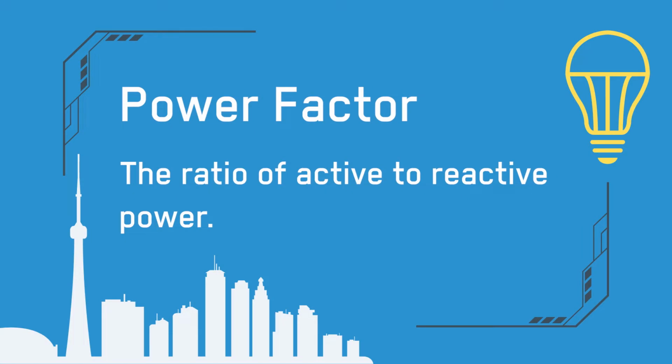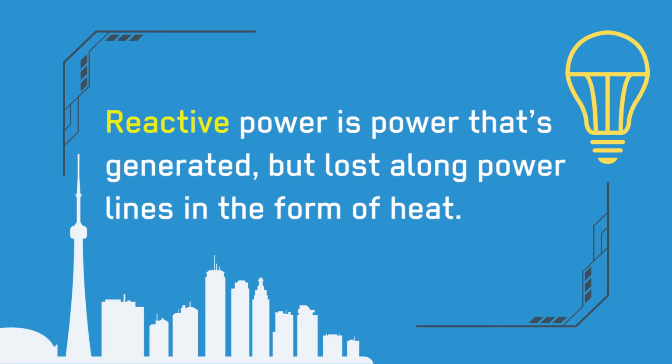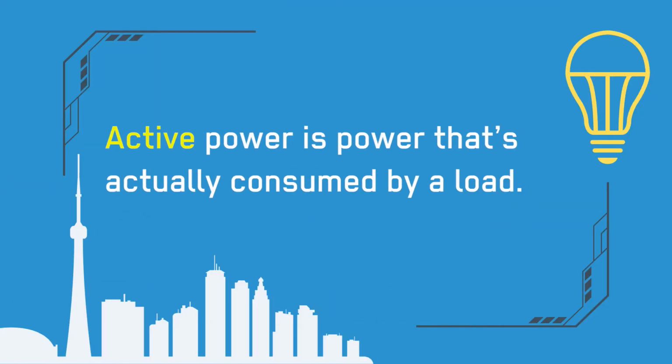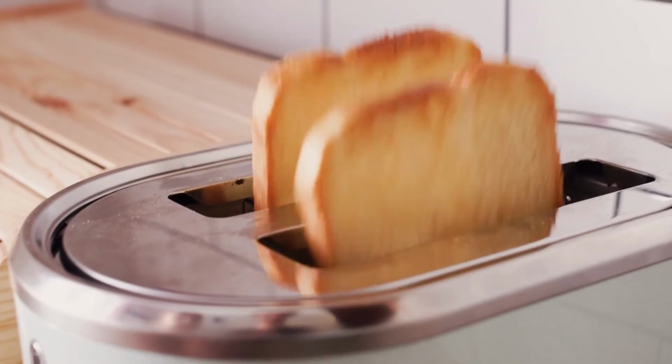First of all, power factor is the ratio of active to reactive power. Reactive power is power that's generated but lost along power lines in the form of heat in an AC circuit. Active power is power that is actually consumed by an electrical load, such as a toaster, for example.